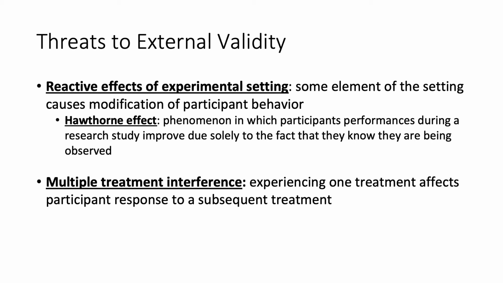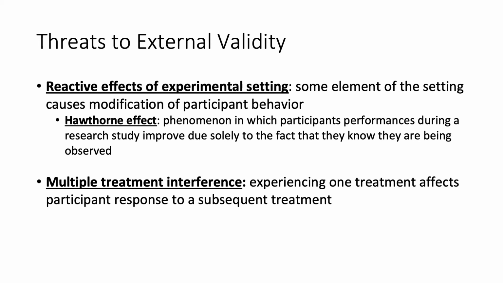The last threat to external validity is the multiple treatment interference effect, where experiencing one treatment affects participant response to a subsequent treatment. So this response can be either positive or negative. For example, students usually perform better on the second exam compared to the first exam just because the first exam alerted them to the kinds of questions the professor is likely to ask and also the style of questions. Alternatively, if students think the first exam was easy, then they might not study as well for the second exam. So this effect can become an issue in research studies that test more than one experimental treatment on the same participants.